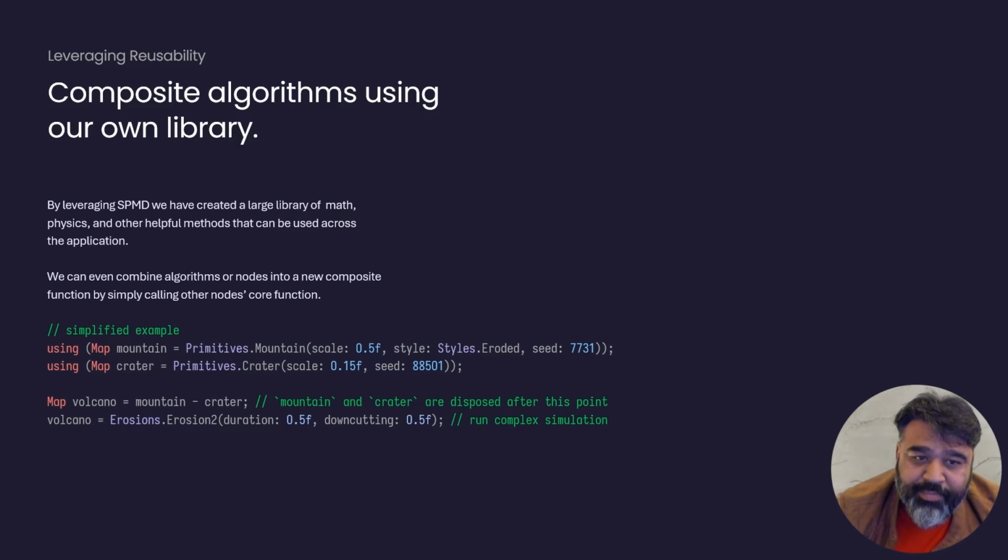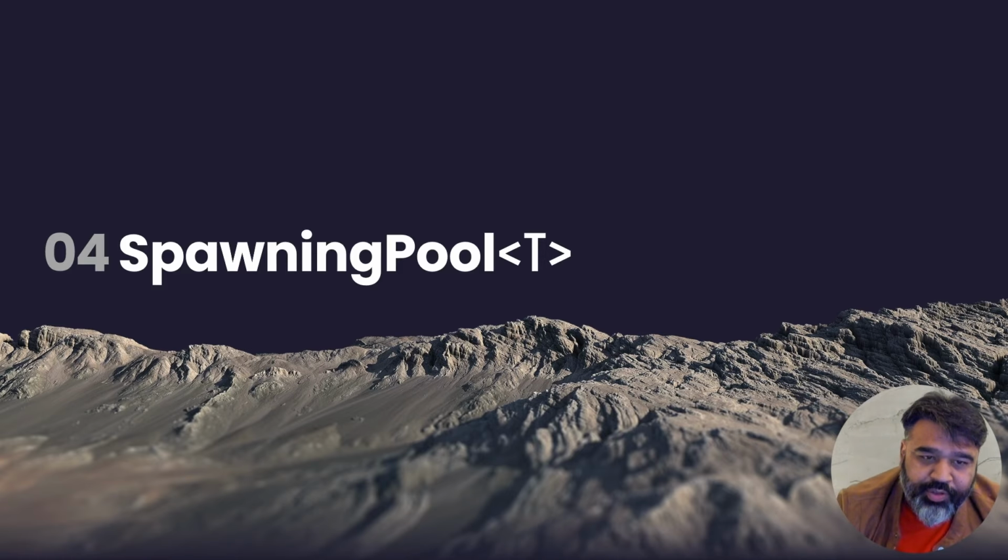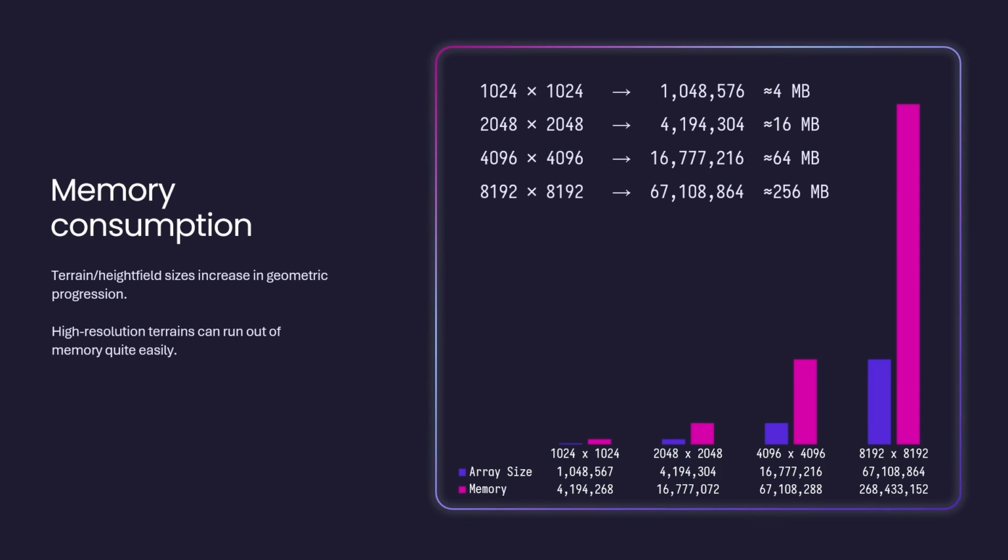Now, the custom memory management that I've been talking about comes through SpawningPool of T. This is in some way similar to the concept of ArrayPool of T, but it's our own implementation. Let me tell you why we had to create our own implementation. This is how memory consumption happens with height fields. When you're dealing with something as small as 1K, or 1024 by 1024, you're dealing with about 4 MB of memory.